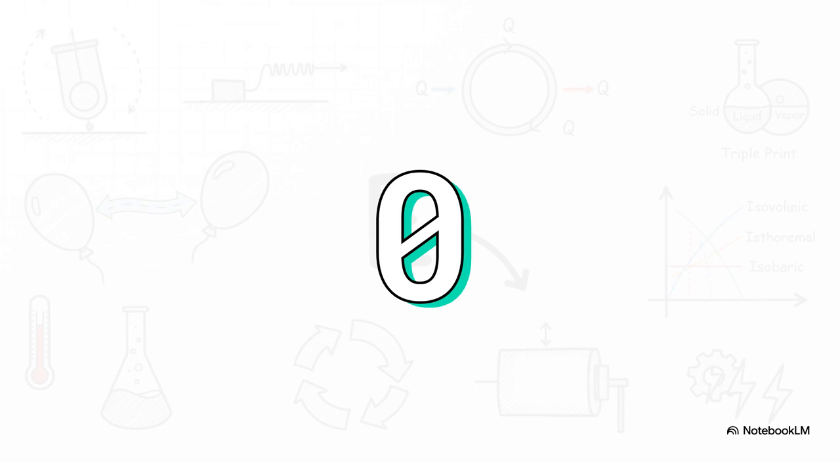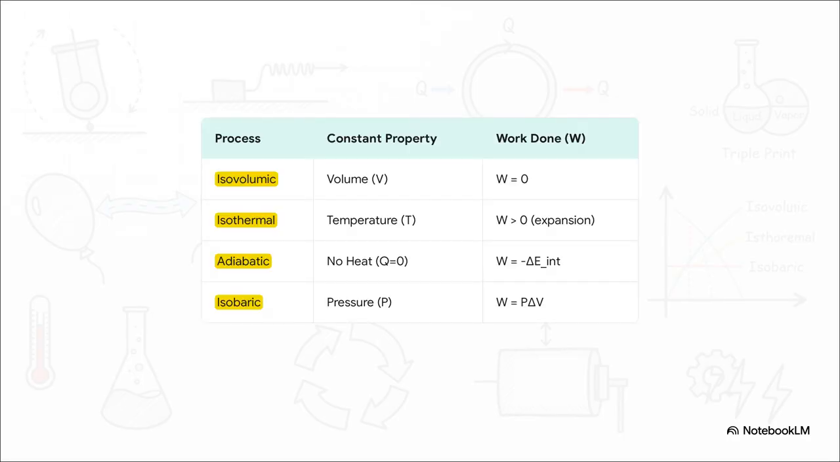So if that change in energy over a full cycle is zero, it means every bit of net heat you put into the system must come out as net work done by the system. The energy has to balance out. This table, it's your new best friend. Seriously, it's a fantastic study tool that summarizes the key thing that's held constant in each process.